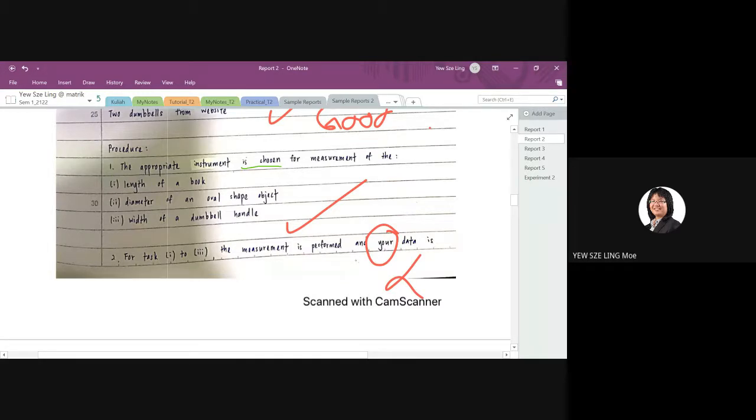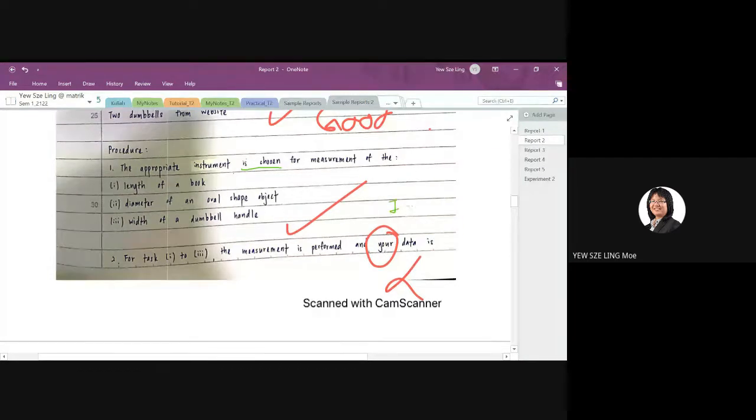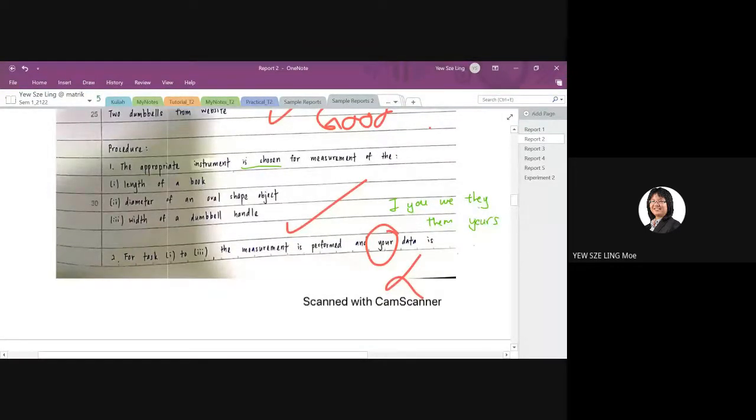In your lab report, you shouldn't put in all these, called pronouns if I'm not mistaken. You shouldn't have all the I, you, we, they in the lab report. I, you, we, they, them, yours, all these terms shouldn't exist in a scientific report. So this is just one minor careless mistake.